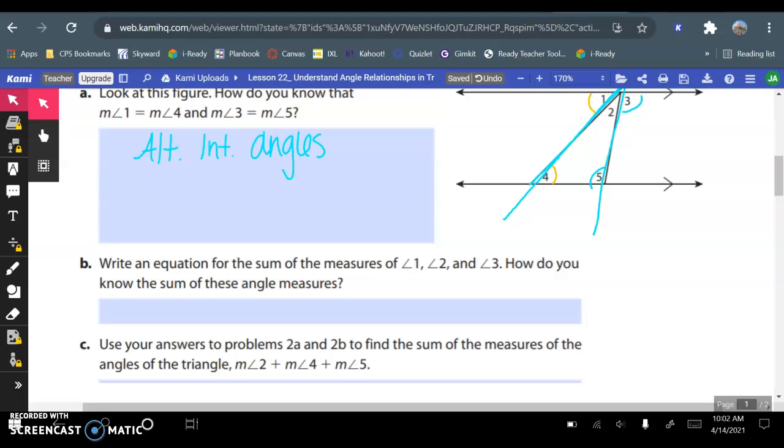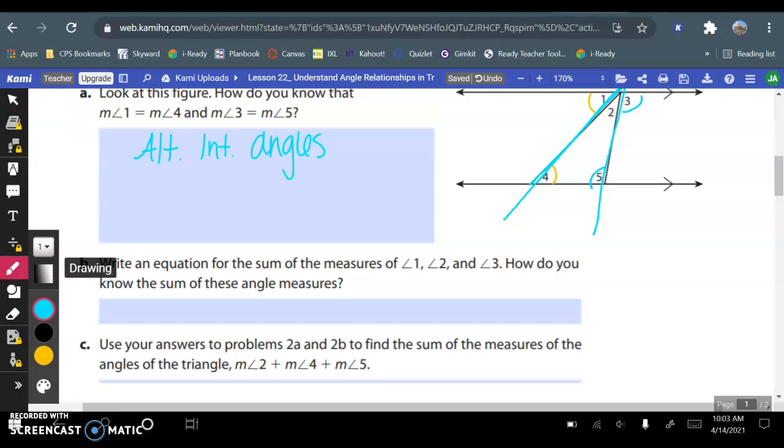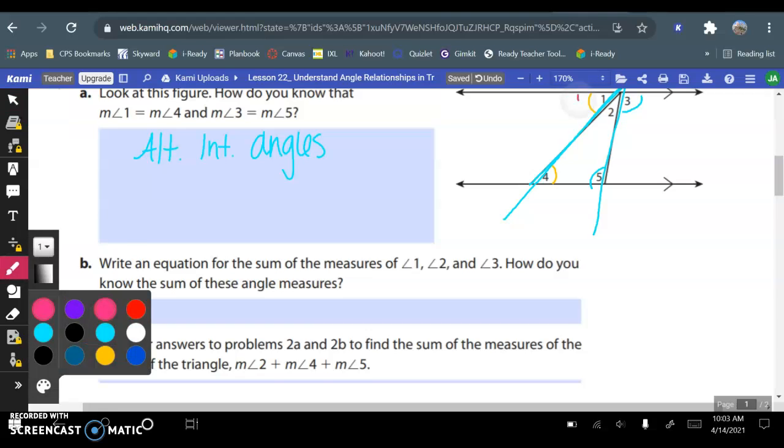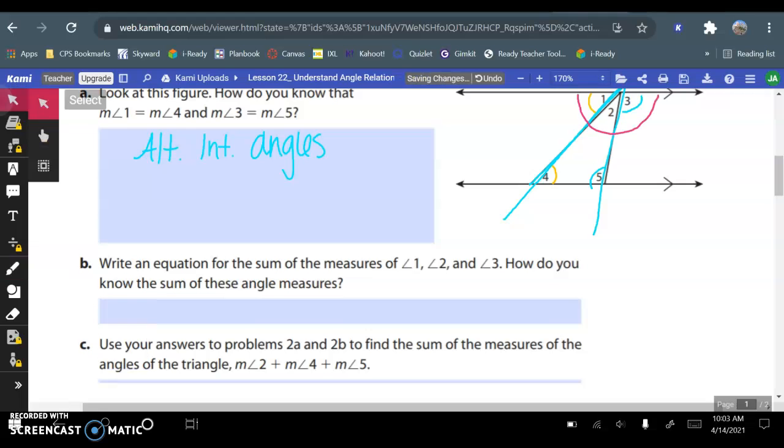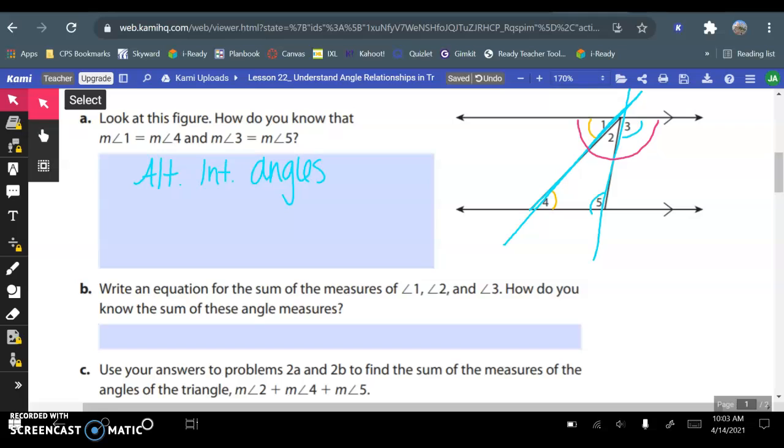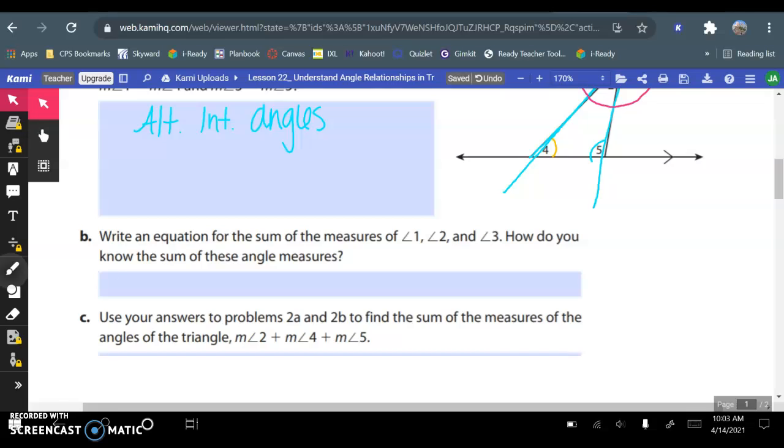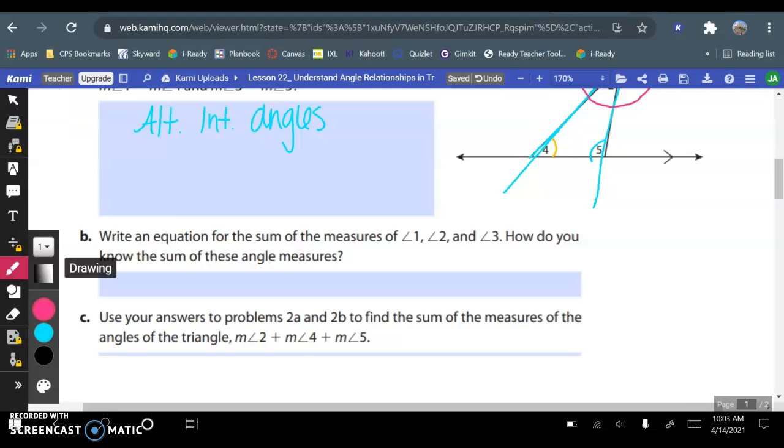Now part B wants us to write an equation for the sum of the measures of angles 1, 2, and 3. How do we know the sum of these angle measures? So if I look at angles 1, 2, and 3, they're all right here. What do they make, all three of them put together? They make a straight line, or a straight angle. So if I added 1, 2, and 3 together, I would get 180 degrees because they make a straight line. So angle 1 plus angle 2 plus angle 3 equals 180. And then the question says, how do we know the sum? They make a straight angle.